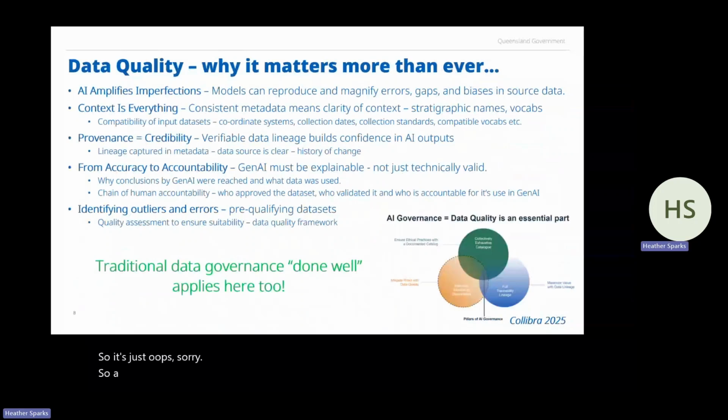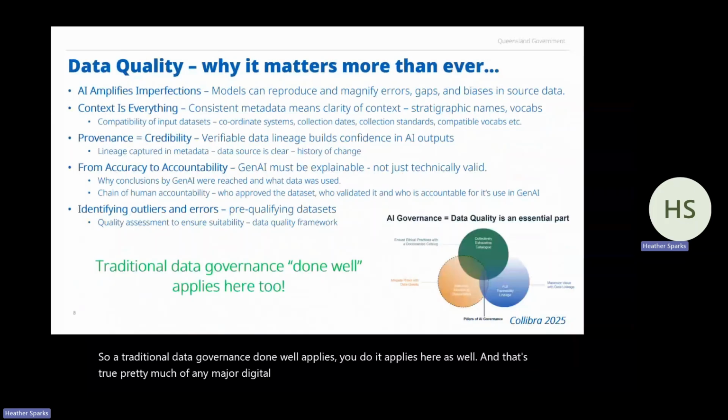So traditional data governance done well applies here too. It applies here as well, and that's true pretty much of any major digital initiative that you might care to choose.